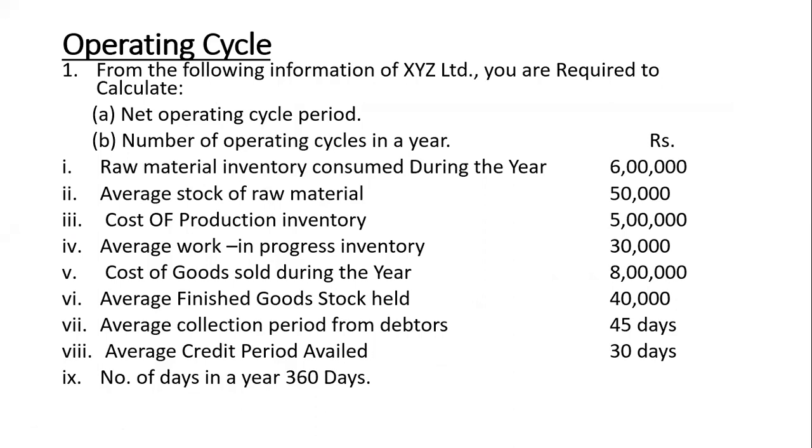Raw material inventory consumed during the year. Average stock of raw material 50,000. Cost of production inventory is 5 lakh. Average work in progress inventory is 30,000. Cost of goods sold during the year is 8 lakh. Average finished goods stock held 40,000. Average collection period for debtor is 45 days, and the average credit period is 30 days. Number of days in a year 360 days. Okay.